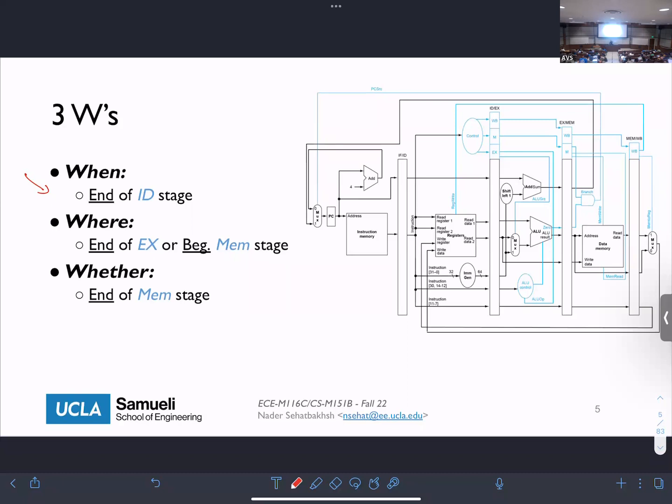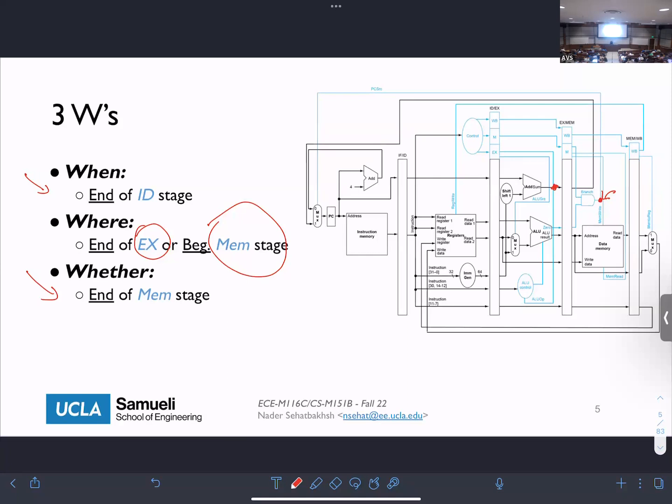Finding the address of where to jump to, which was the PC plus offset or RS1 plus the immediate, was at the end of the execution stage or the beginning of the memory stage. If you look at the way that we are computing it here, it was this point. And finally, whether this is a taken branch or not taken branch was known at this point, at the output of this AND gate, right? So these are the 3 things that I need to know.